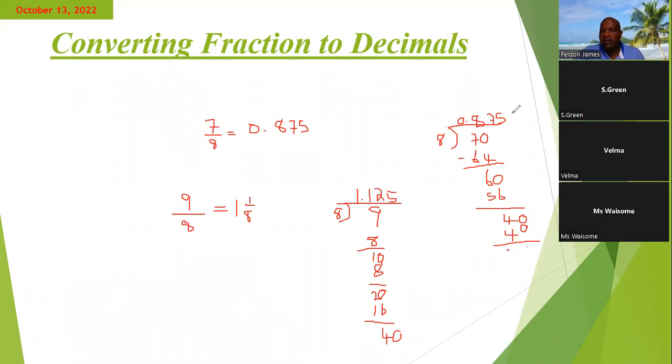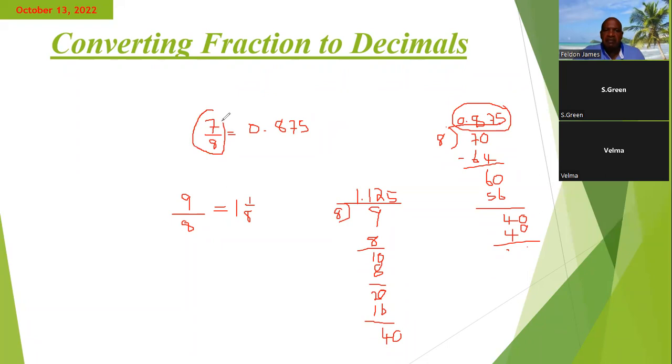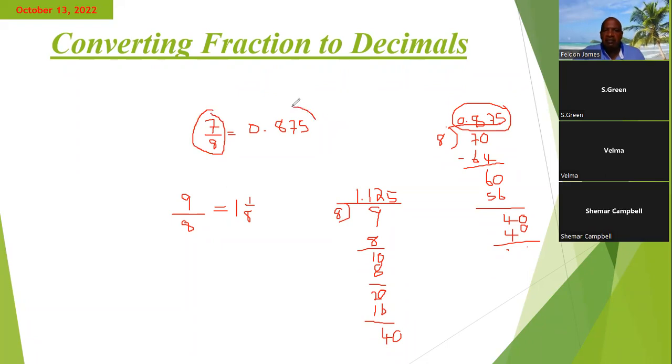Now, the moment we have just zeros below, we know that the division would have ended and the conversion would have been this value up here. So this would be the decimal equivalent to 7/8. Everybody get that, right? Yes, sir.